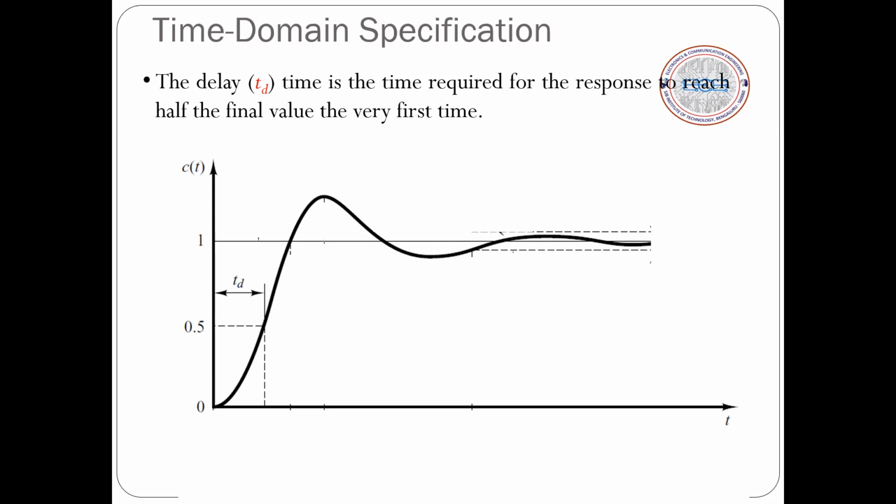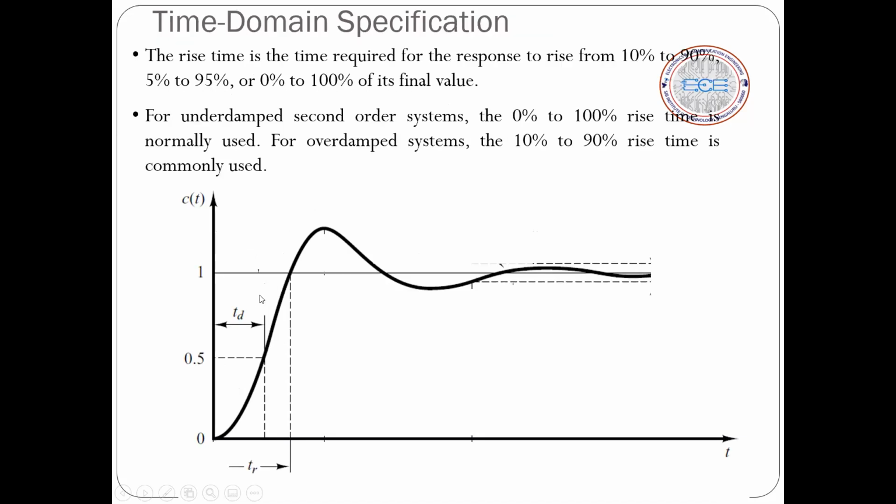The input applied is 1, so we are expecting 1 as the output, that is level 1 is the value we expect. So it is the time taken by the response to reach 50% of its final value. This is the final value we are expecting our system to take. So 50%, that is 0.5. That is what we call the delay time.